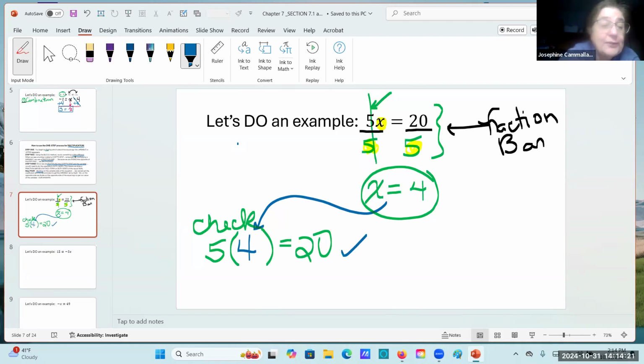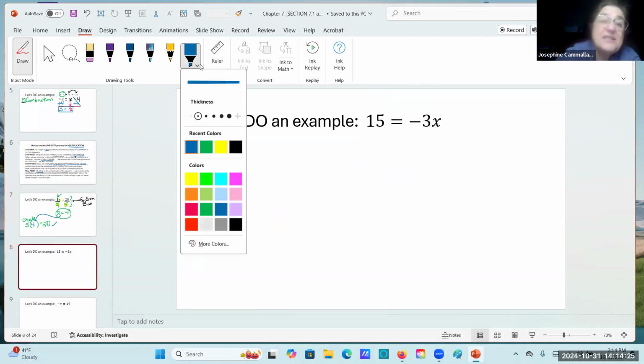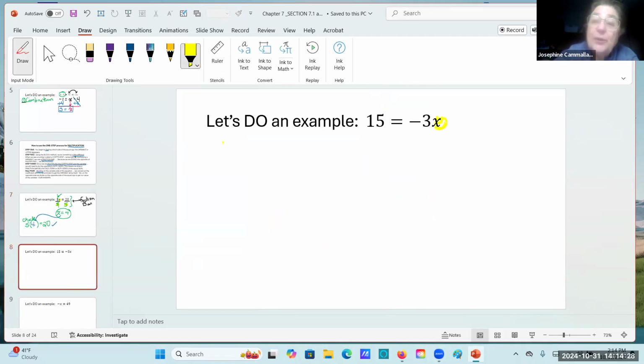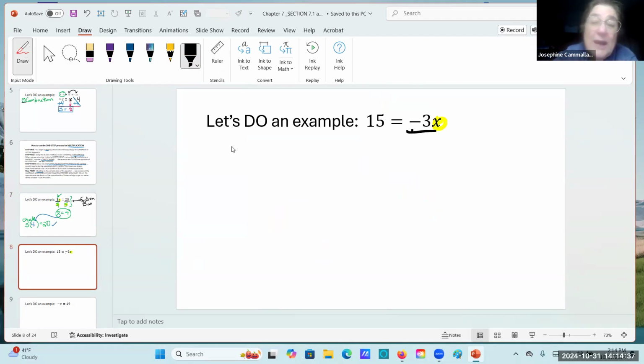Now, we're going to try it a little differently. Okay, where is the x? X is right here. That x does not move, which means when we finish, our x is going to be on the right-hand side of the equation. But the number -3 is attached to the x. That is what's going below the fraction bar.